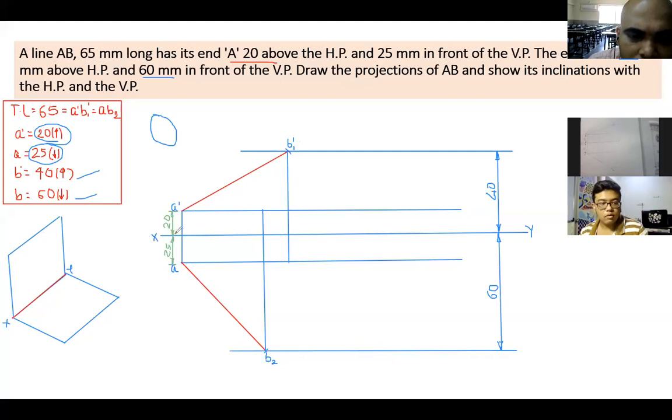This B1 dash, when it has come below the XY line, it became B1. As I told you, below the XY line, it will be without dash. So what we have already discussed. Similarly, B2, once it goes above the XY line, it becomes B2 dash. Yeah, so everyone has done till here. If done, show your thumbs up.